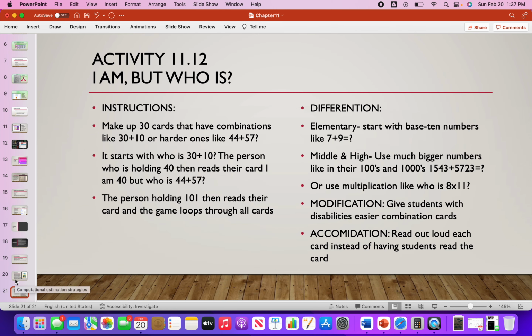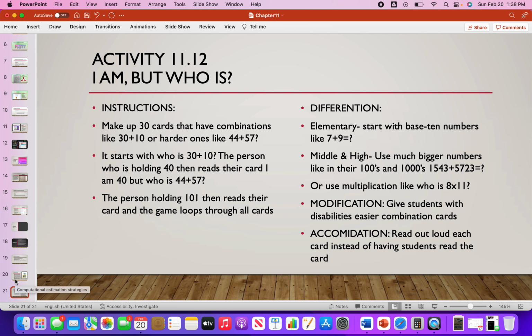So for my activity, I picked activity 11.12, which is I Am But Who Is. The instructions for this is you make up 30 cards that have different combinations, like 30 plus 10, or harder ones, like 44 plus 57. It starts out with who is 30 plus 10. The person who is holding 40 then reads their card. I am 40, but who is 44 plus 57? The person holding 101 then reads their card, and the game just keeps looping all the way through all the cards.